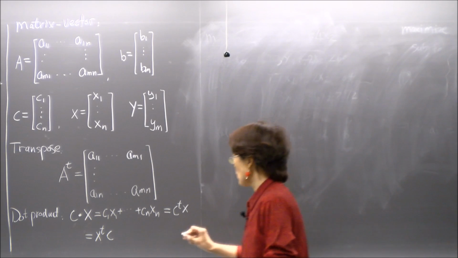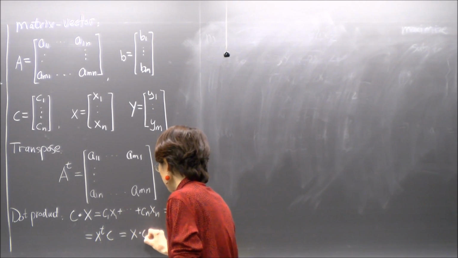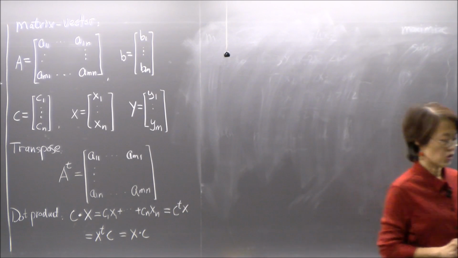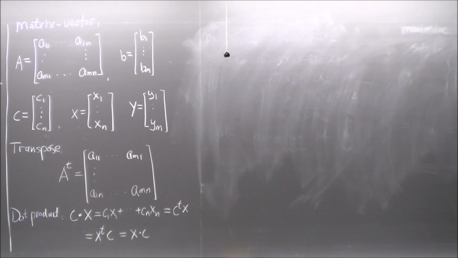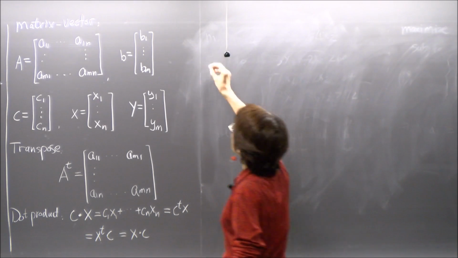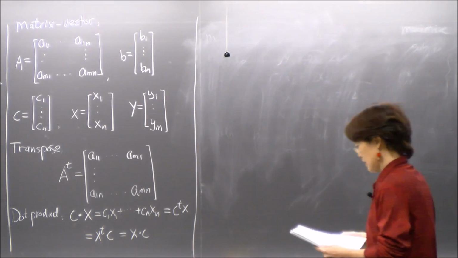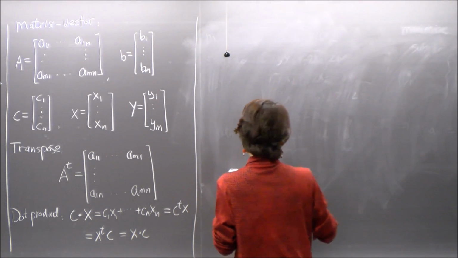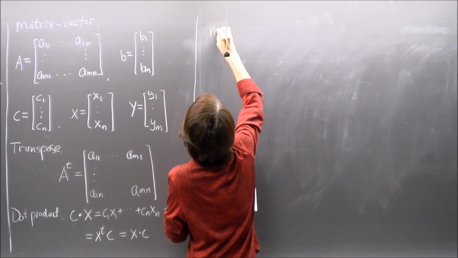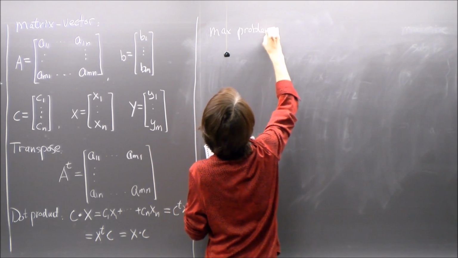Okay? So this means this is exactly x dot c. So the dot product is a symmetric operator. You can switch the order. Right. So, with this bunch of notation in our hand, we can write the max problem in a very compact form, in one line.